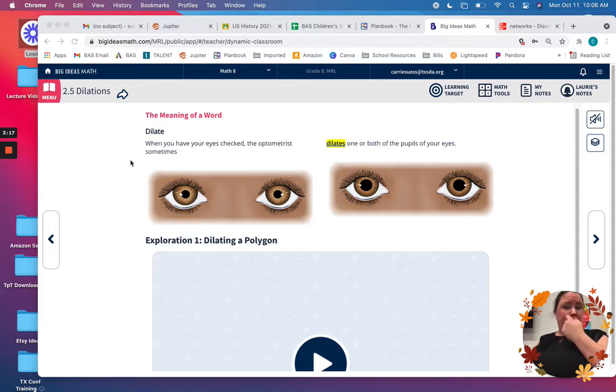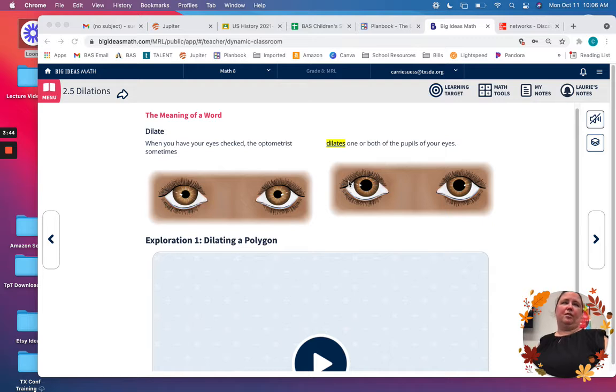Okay, so the meaning of the word dilate. When you have your eyes checked, the optometrist will sometimes dilate one or both pupils of your eyes. Dilate means to expand. So you see the picture of the eyes, the pupil in the center has grown larger. Okay, what does dilating do in your eyes specifically?